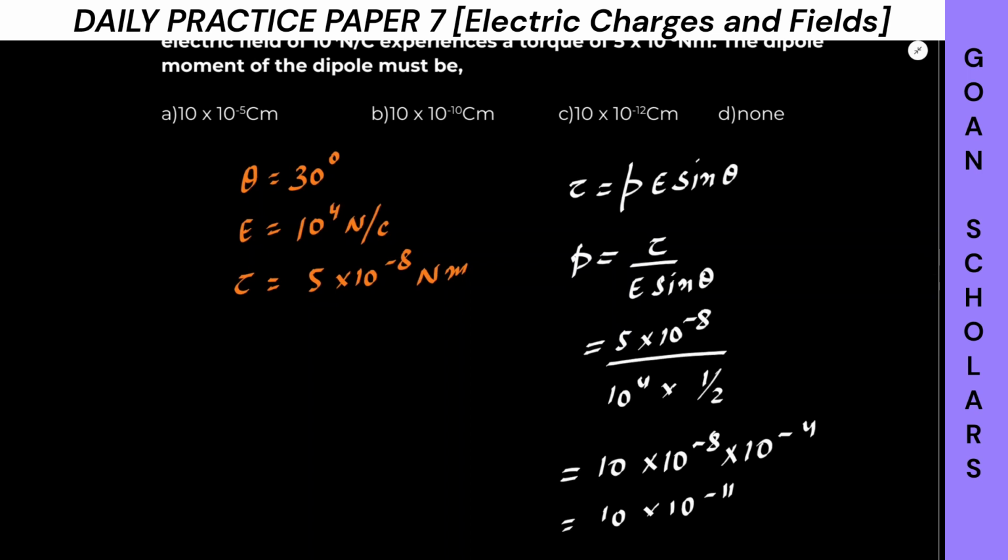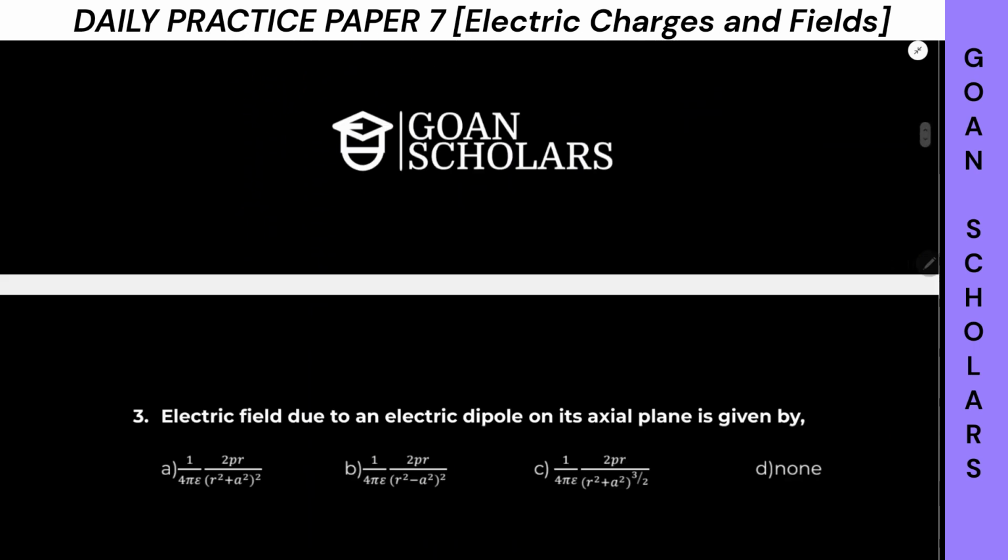Okay. Let me recheck because the option is not there. So theta is 30 degree. Correct. So 2 will go on the top, and minus 12 and 10 to the power minus 11. So 10 into 10 to the power minus 11 is the correct answer, coulomb meter. So the correct answer for this is option D, none. Okay, question number 2. Let's move to our next one.